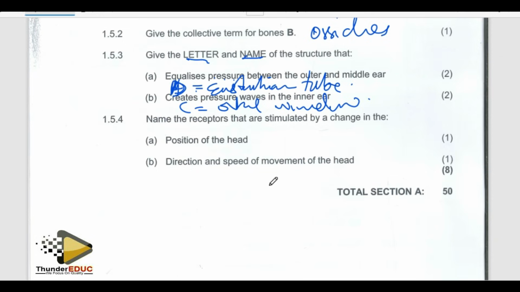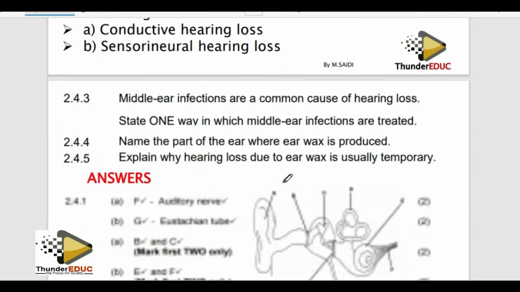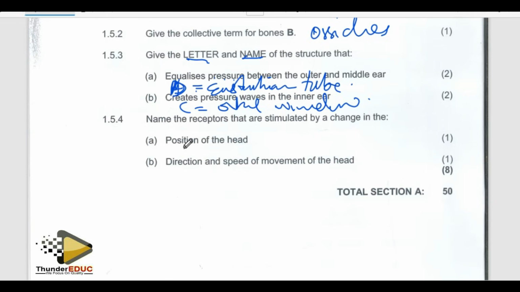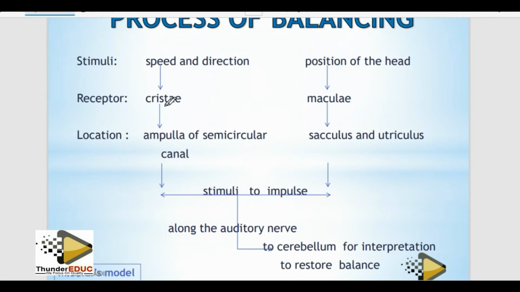Name the receptor that is stimulated by the change in the position of the head. If you use the demonstration material, what you call the model of balance: change in position of the head, maculae. Change in speed and direction, cristae. Name the receptor stimulated by the change in position of the head: maculae. Speed and direction of the movement of the head: cristae. And position of the head: maculae. Done.